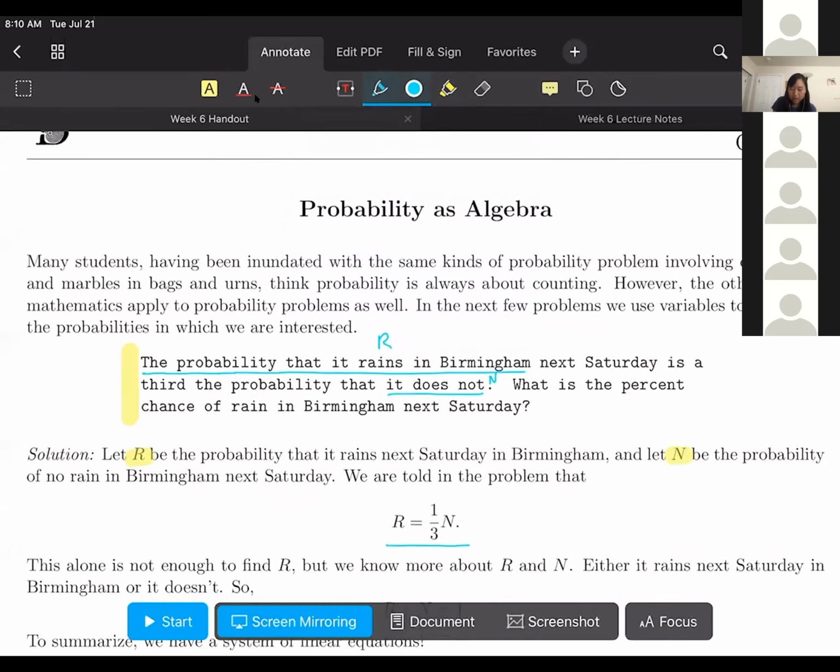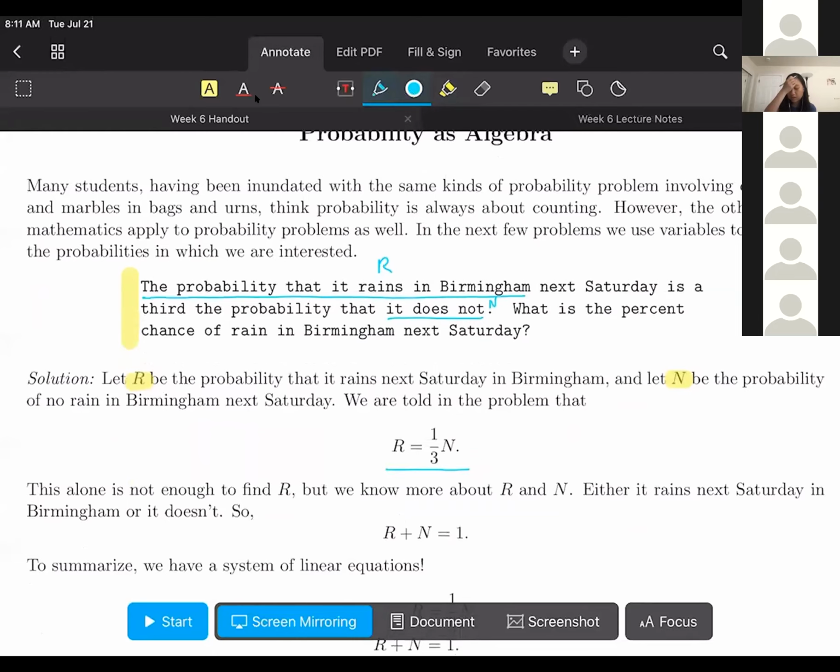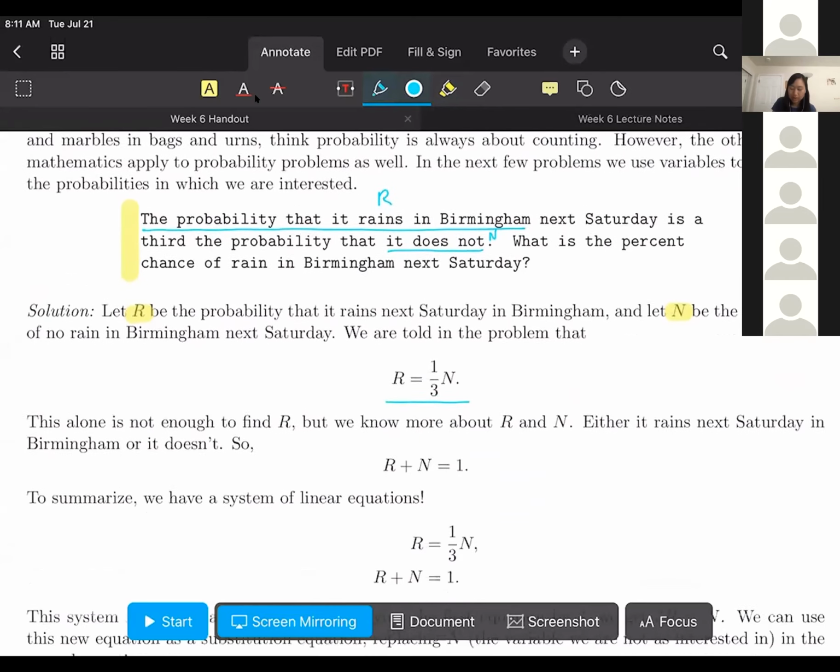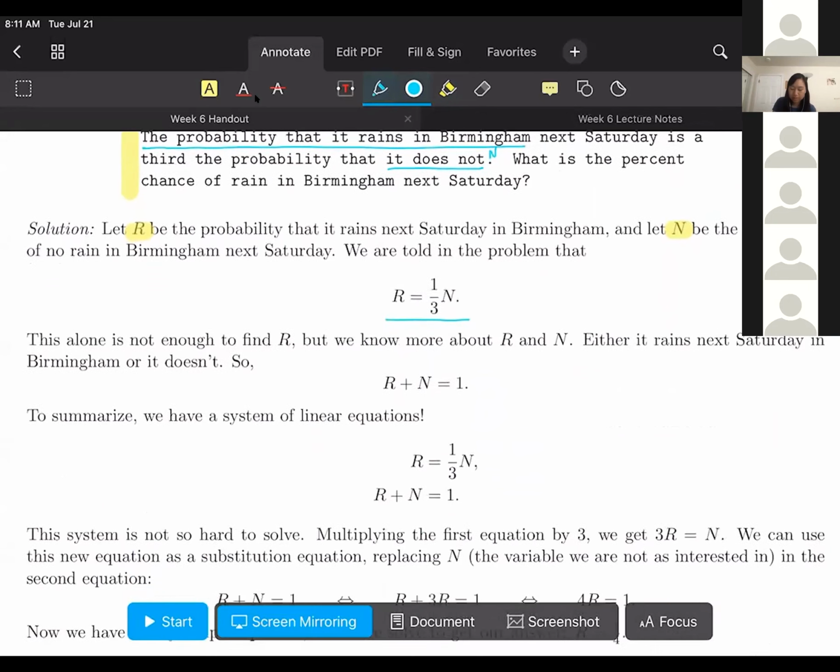And then the other thing that you said that was important was that because it either rains or it does not rain, these are mutually exclusive events, we know that the sum of the probabilities has to be 1. So we have R plus N equals 1. We have 2 variables and 2 equations, so we basically have this system of equations: R equals 1/3 N, and R plus N equals 1. So now we can just try to solve this.